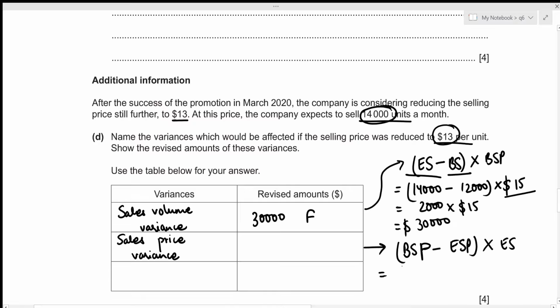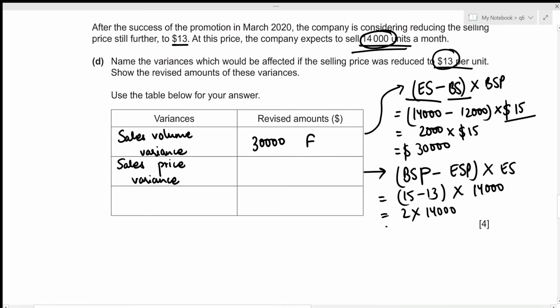So that's going to be 15 minus 13 times the number of units, which is 14,000 per month. And that is just 2 times 14,000, which results in our sales price variance to be 28,000. Let's write it down.